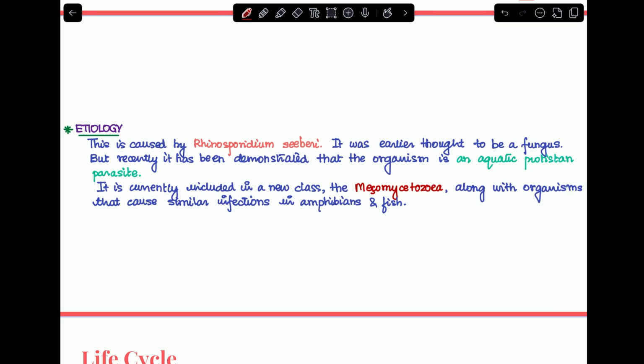When your examiner asks you what is Rhinosporidium seeberi, do not mention that it is a fungus because that was the previous theory that was given. Now it has been demonstrated to be an aquatic protistan parasite instead, which belongs to a class known as Mesomycetozoa.